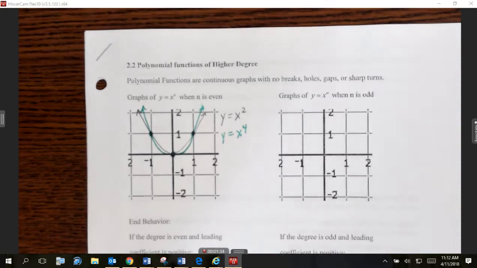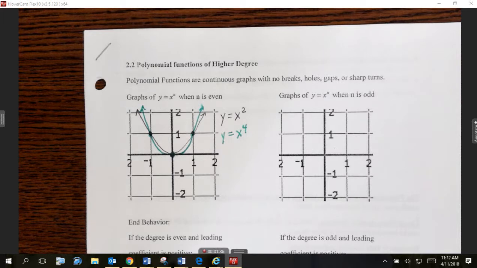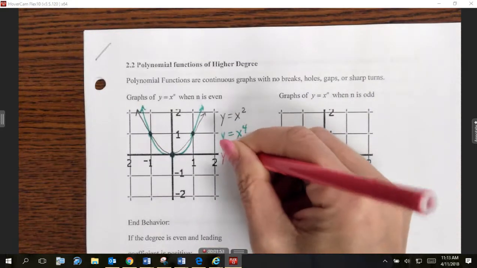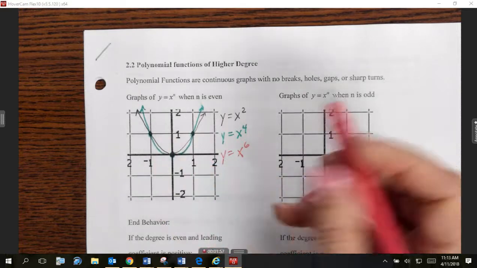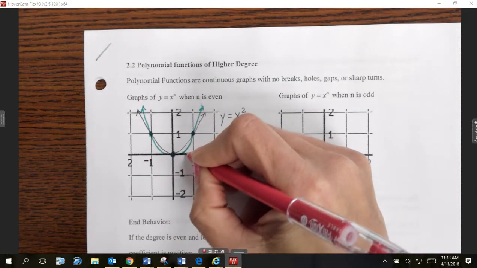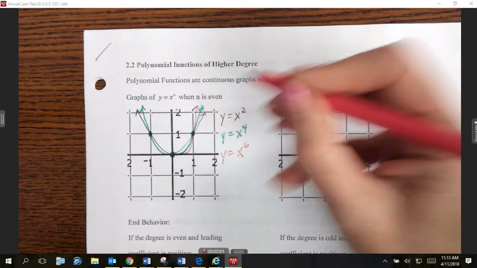So it has this flatter part in the middle. Unless we have stretches and shrinks and translations, and then it does crazy W things. Or if it's just the parent function, that's what it looks like. And then I would just do one more. We'll do y equals x to the 6th. It also shares those 3 points, but it starts slower, and then it rises faster.